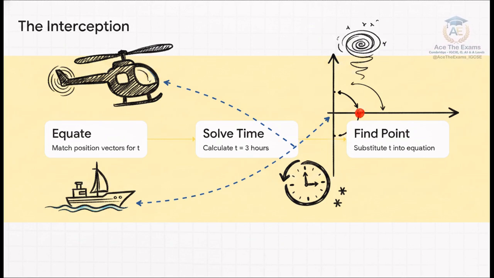For the final link, plug t equals 3 back into the ship's original equation. Remember, 3 plus the 4-hour head start means 7 hours of total sailing for the ship. That yields an interception position of 49i minus 168j. The mathematics flawlessly proves that exactly 3 hours after the helicopter launches, they meet.